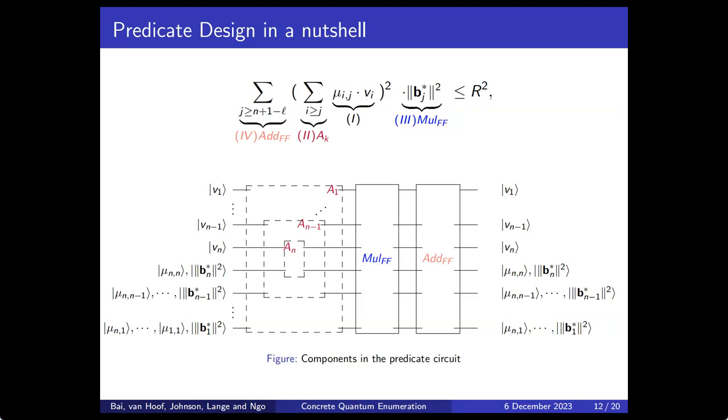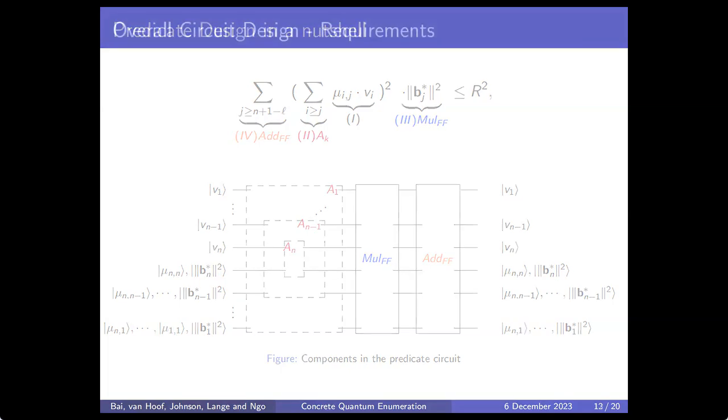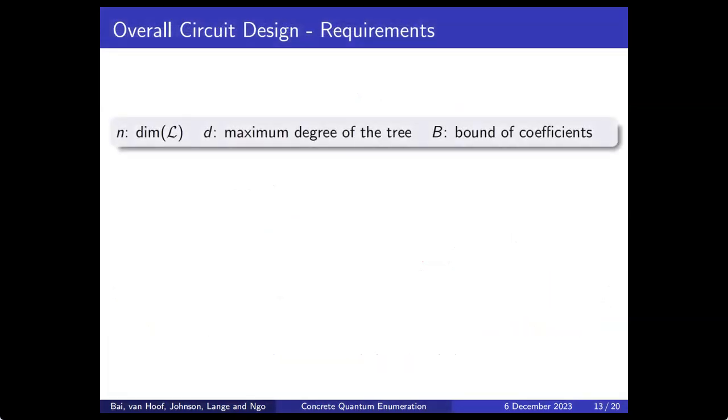Okay, so I just gave you an overall picture of the predicate circuits. There are some requirements for this circuit design. Let me recall some notation that we will use in our result. Here n is the dimension of the lattice, the number of v_i. And D is the maximum degree of the trees, and B here is the power of the coefficient.